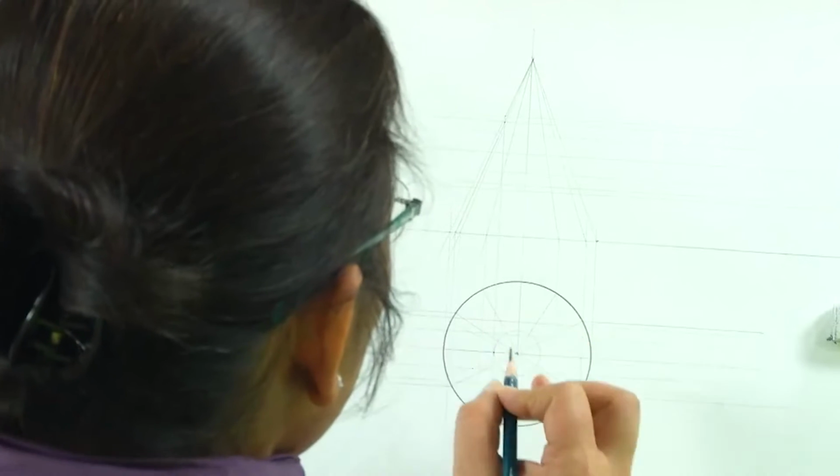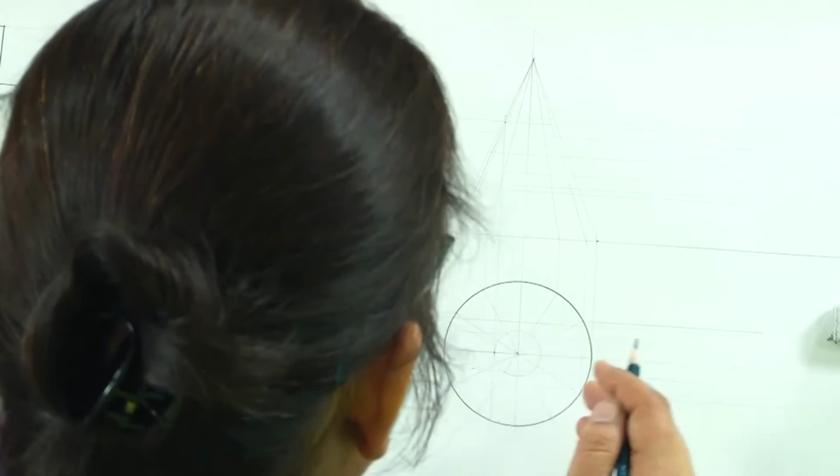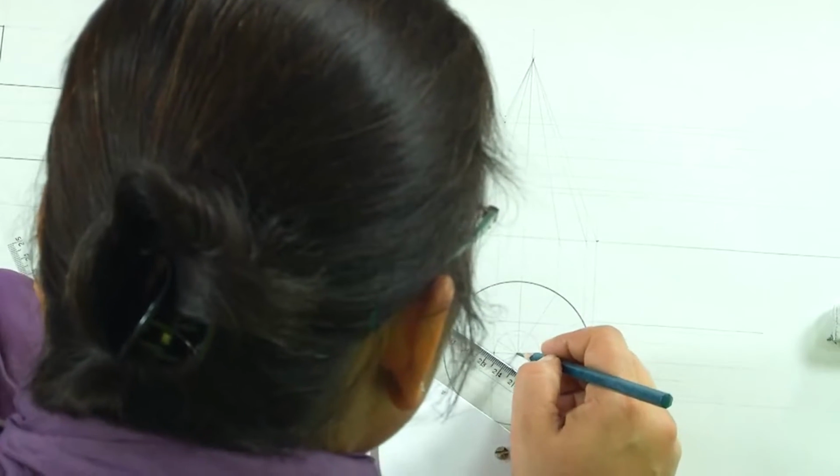So, when we project these points 5 and 6, and what we get here is, okay, so this was the point where we had to join the generator.